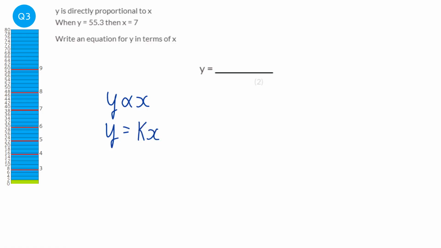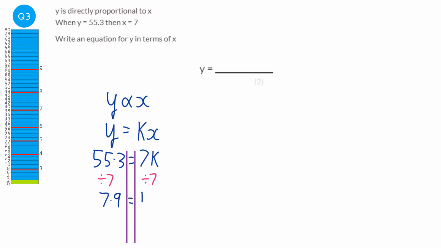Now to find out what that something is, to find out what that constant is, what we're going to do is feed in the value of y and the value of x that we have. So y is 55.3 and x is 7. So it would be 7k. And we're just going to put our lines in and solve this. So it's going to be divide by 7 both sides. And 55.3 divided by 7 is 7.9. And that's what k is.